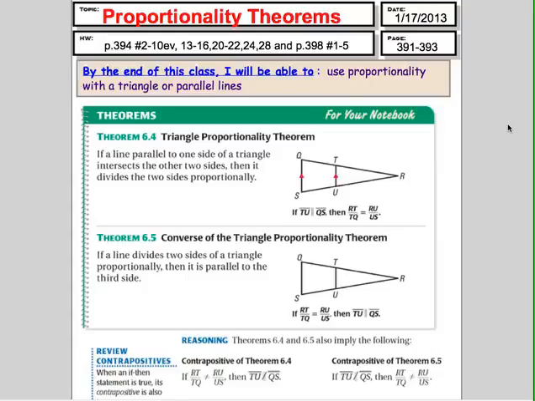Episode of, well, math class, I guess. We're looking at proportionality theorems today, and it's kind of an interesting one.